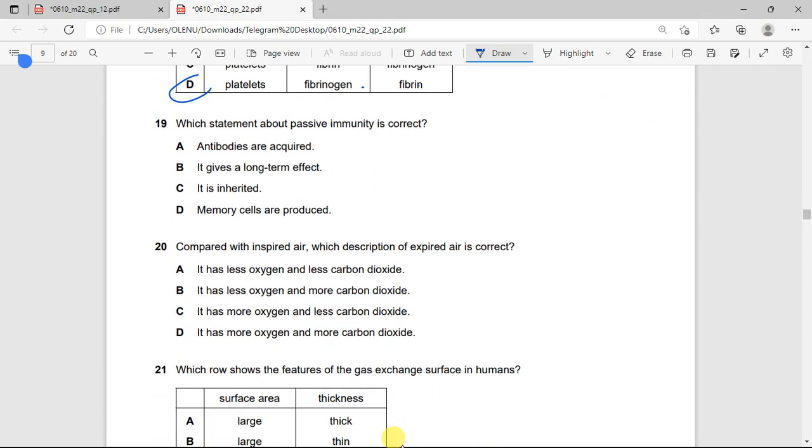Now, which statement about passive immunity is correct? Antibiotics are required. Antibiotics are required in passive immunity. That's correct, because it gives no memory cells. The answer is.